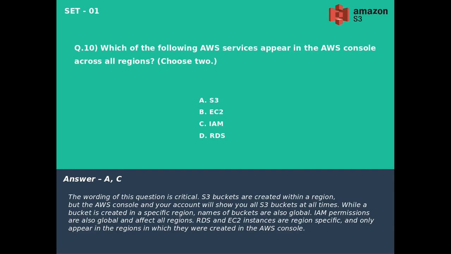The wording of the question is critical. S3 buckets are created within a region, but the AWS console and your account will show you all S3 buckets at all times. While a bucket is created in a specific region, names of buckets are also global. IAM permissions are also global and affect all regions. RDS and EC2 instances are region specific and only appear in the region in which they were created in the AWS console.